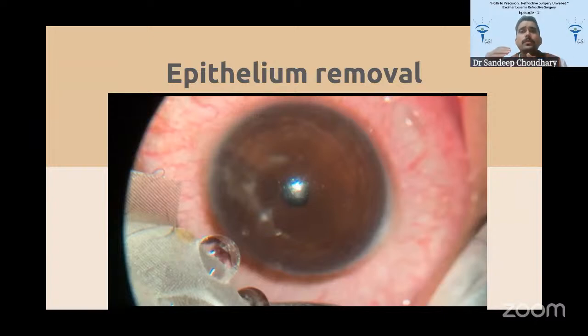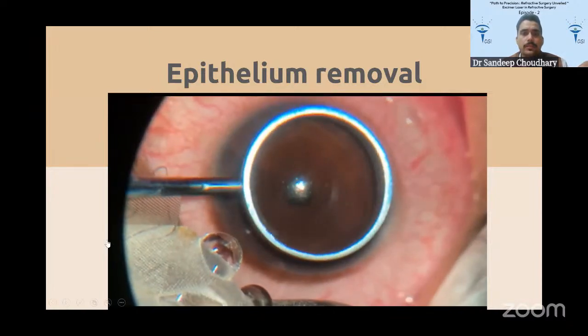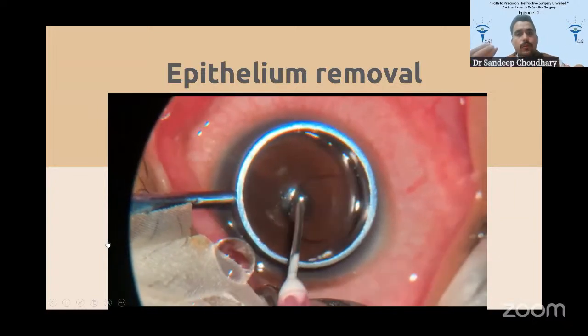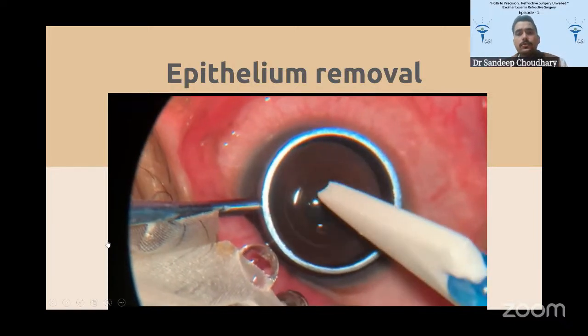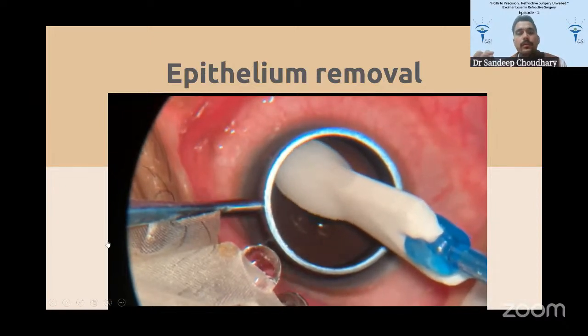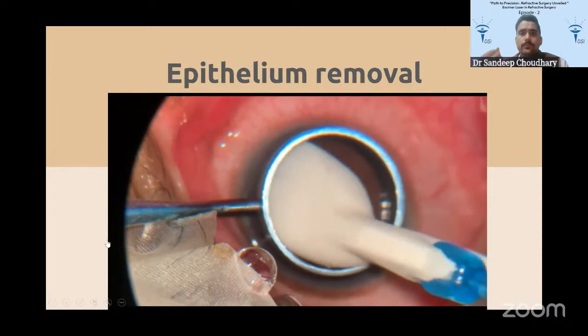So the first step in the PRK would be epithelium removal. Epithelium removal we can do with alcohol, or we can do it with the machine also. For the alcohol-based method, we take a well and put a few drops of 20% ethyl alcohol into the well, keep it for around 20 to 30 seconds, and then soak it with a dry sponge. So it is important to soak it beforehand and from the well.